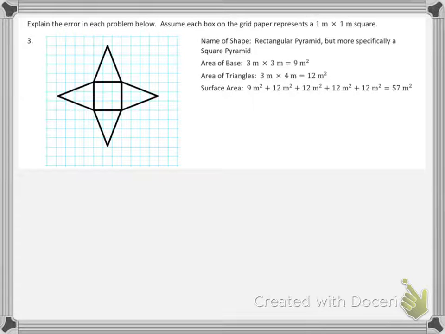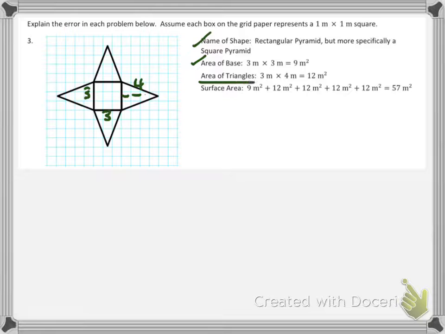So that's good. The area of the base is 3 times 3, 3 here, times 3 here. Yeah, that's 9 square meters. So they got the name right, they got the area of the base right. And the area of the triangles, well, the triangles have a base 3 and a height of 4. So the height's 4. So that should be, I found the problem.